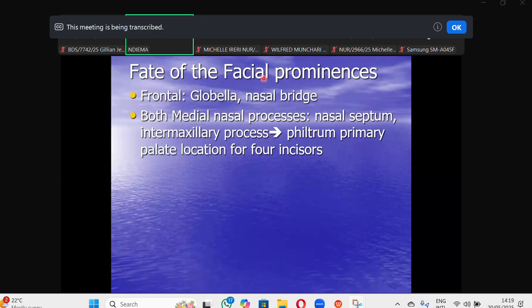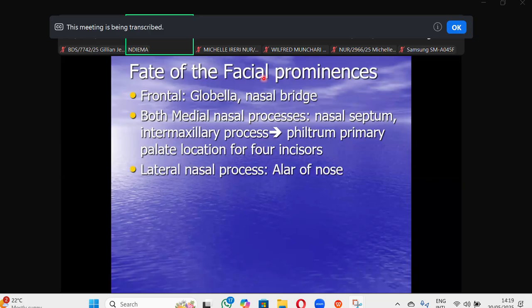The philtrum is a part of the lip at the midline of the lip. The depression there is what we refer to as the philtrum. That is the formation formed from the intermaxillary process. The most ventral part of that intermaxillary process also forms the primary palate. And this primary palate, eventually in the adult, will be the site for the insertion of the four incisors.